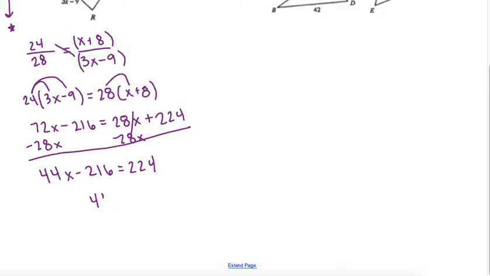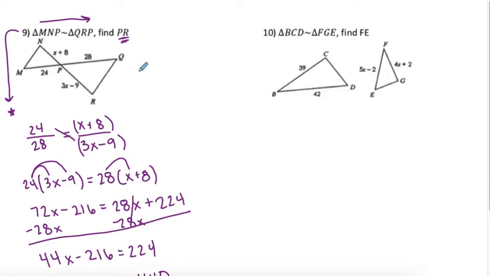Add 216 over as now we're in our two-step. 224 plus, to be the inverse operation of minus, is 440. Which divides pretty evenly, giving us x is 10. Okay, so we know what x is, but remember, don't stop here. It asks us to find PR. So I'm going to go ahead and plug back in 3 times 10, 30, 30 minus 9, 21 here for our value of P to R. If it asks for N to P, we could plug it in and get 18 here as well. Just make sure that we're reading what it's asking for.